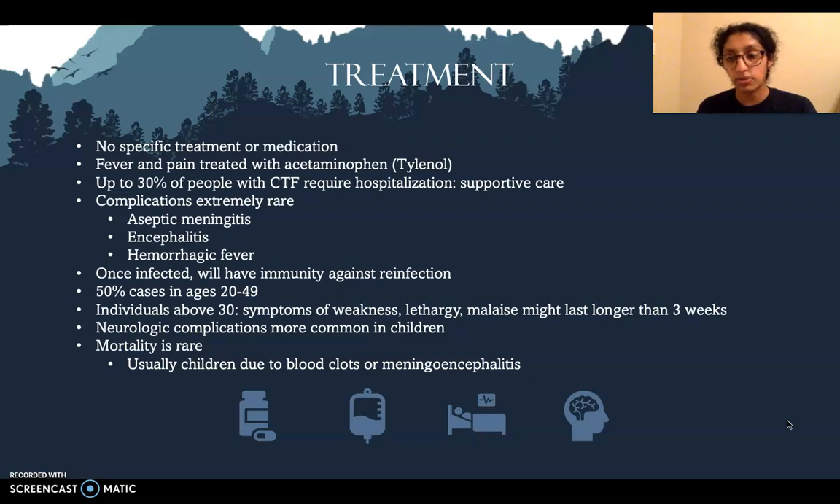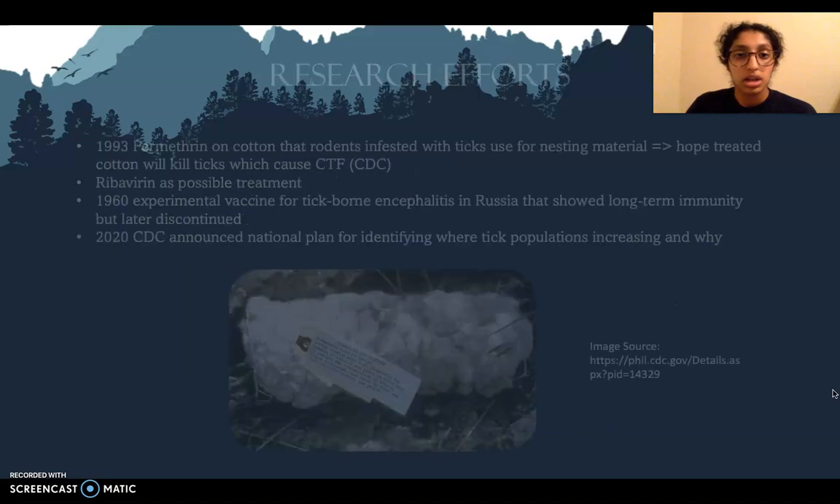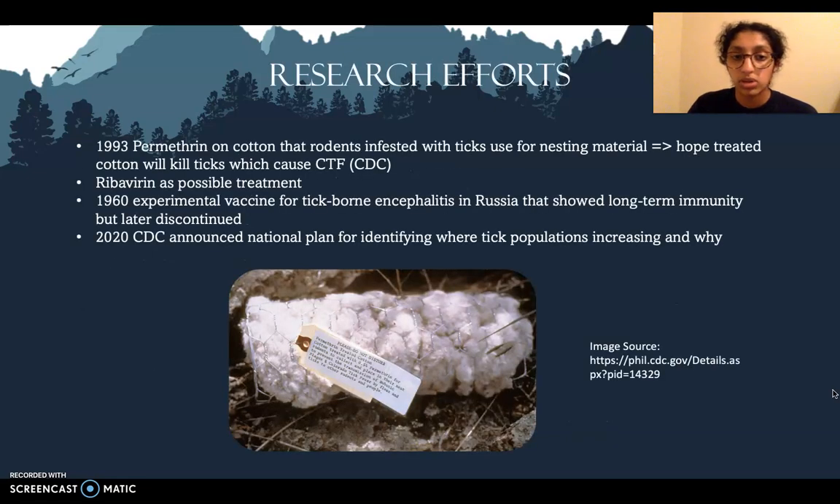Individuals above 30 will have symptoms that may last longer, and children are more often prone to neurological complications and mortality. Research efforts, 1993, permethrin on cotton was used to kill rodents that were infected. This was successful, and so you'll see permethrin and EPA tick repellents to spray on your gear and clothing. Ribavirin was considered a possible treatment, but it wasn't really tested on humans, so that kind of failed.